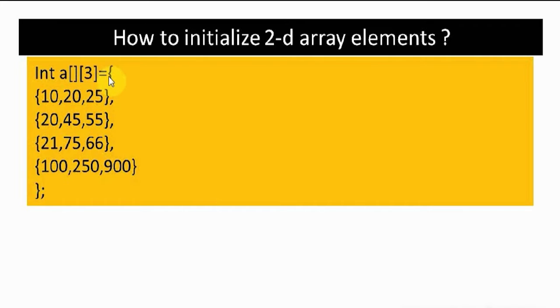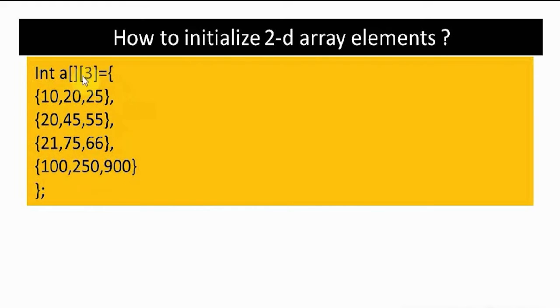Now, this is the outer curly braces block, which is terminated with a semicolon, and it consists of as many nested curly braces blocks as the number of rows we want to have. In this case, this is our first row, this second row, third row, fourth row, and the last row should not be terminated with a comma because this is the last row.